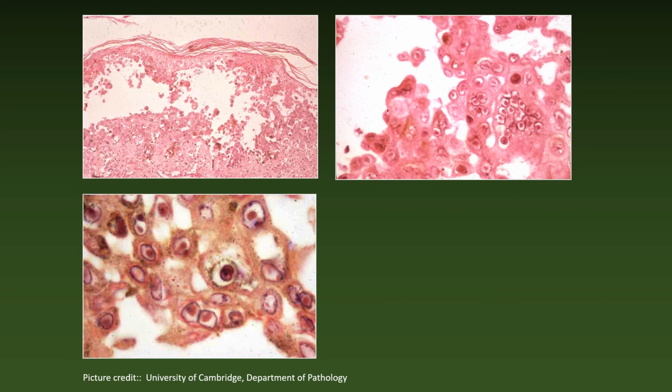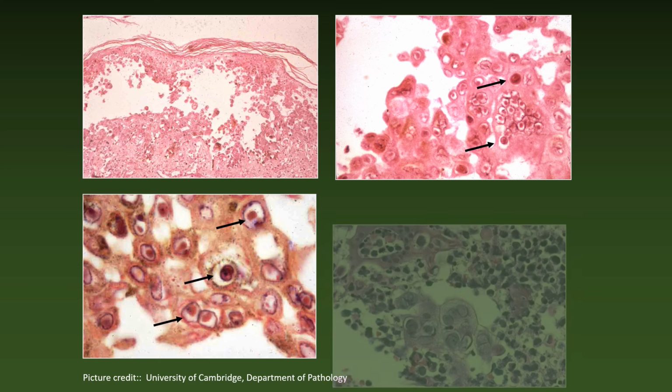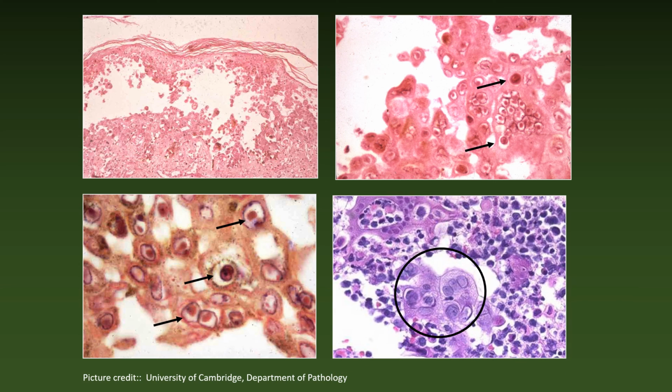Histology of herpes zoster. A blister is shown at low magnification. Higher magnification reveals virus-infected cells with typical nuclear inclusion bodies and giant cells.